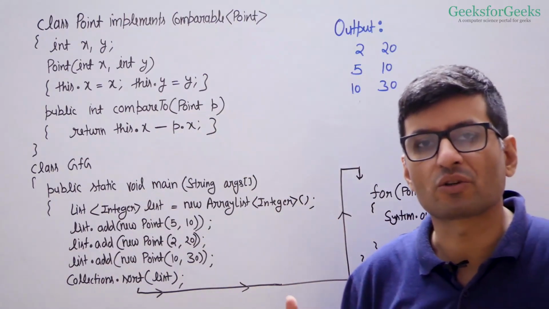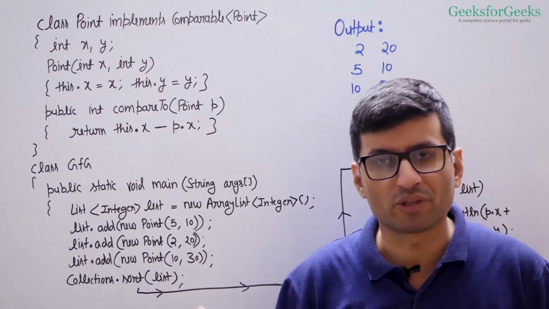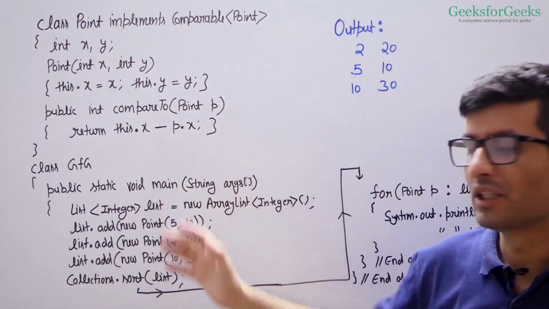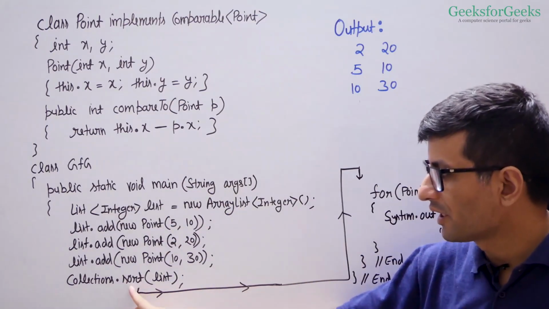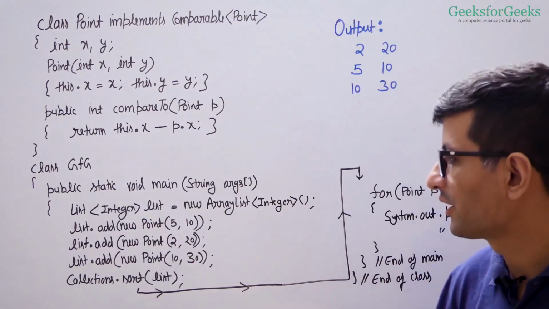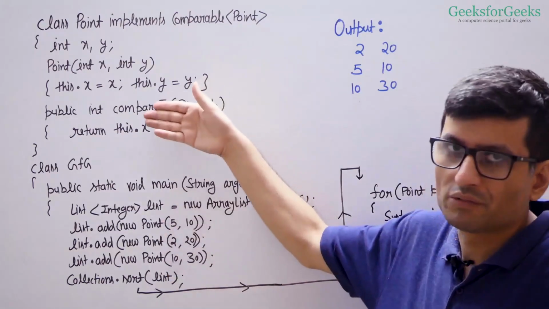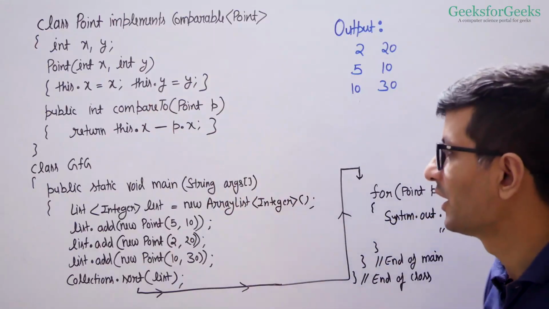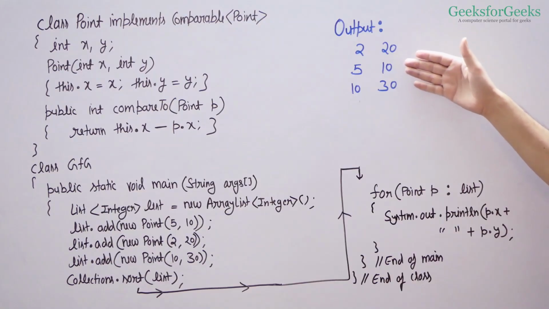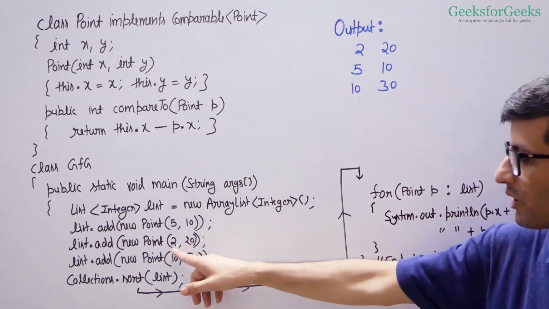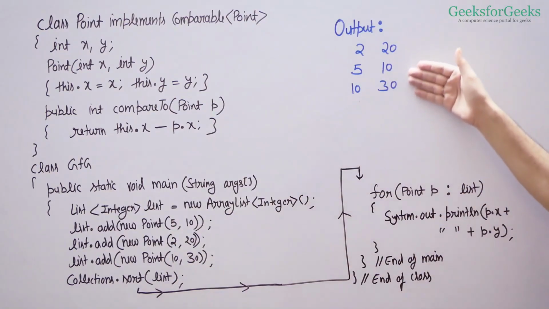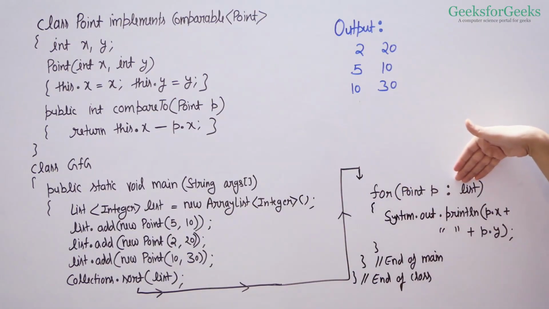So here we are sorting the array of points according to x coordinate, and it's already implementing the comparable interface for this. So we can simply call collections.sort for this list. When you call collections.sort for this list, collections.sort uses this compare to function to sort the items. And what are we going to get as the output? We are going to get 2,10, 5,10 and 10,30, because 2 has the smallest x coordinate value, then 5, then 10. So that's why we are getting this output when we are printing the points after sorting.